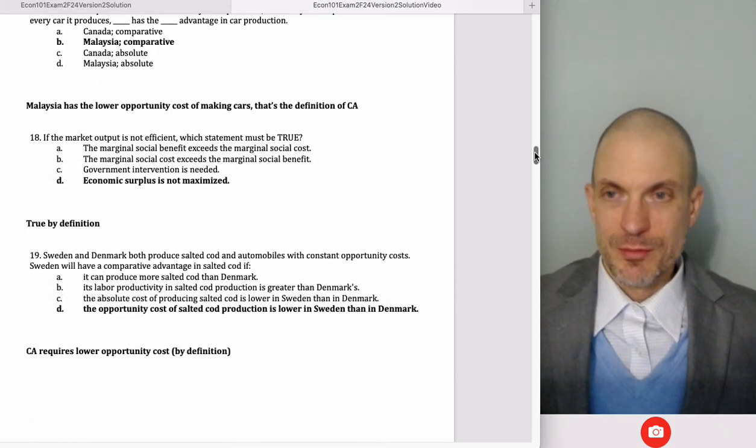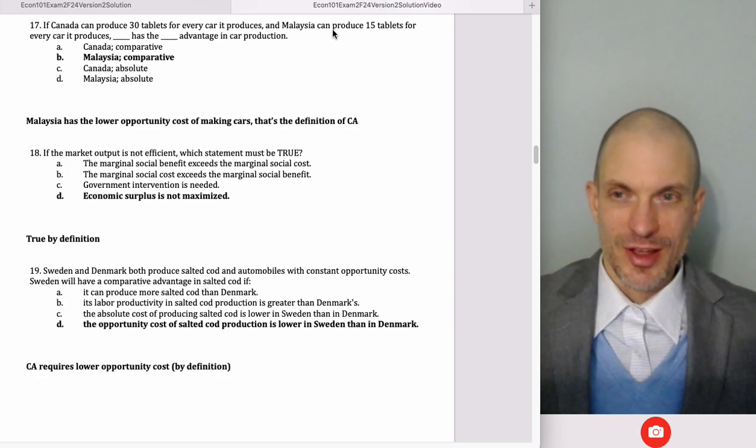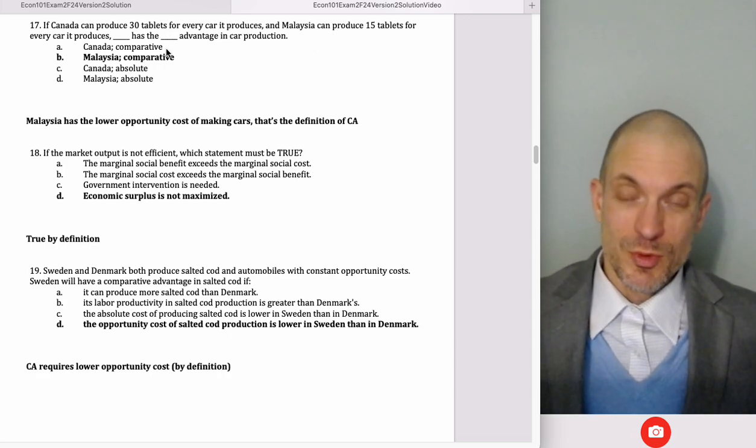All right, so if Canada can produce 30 tablets for every car and Malaysia can produce 15 tablets for every car it produces, Malaysia has the comparative advantage in car production. So we can't say anything about absolute advantage actually, because this is phrasing tablets in terms of cars, and we don't know exactly what those numbers are. So it's difficult to say much about absolute advantage, but we can say something about comparative advantage.